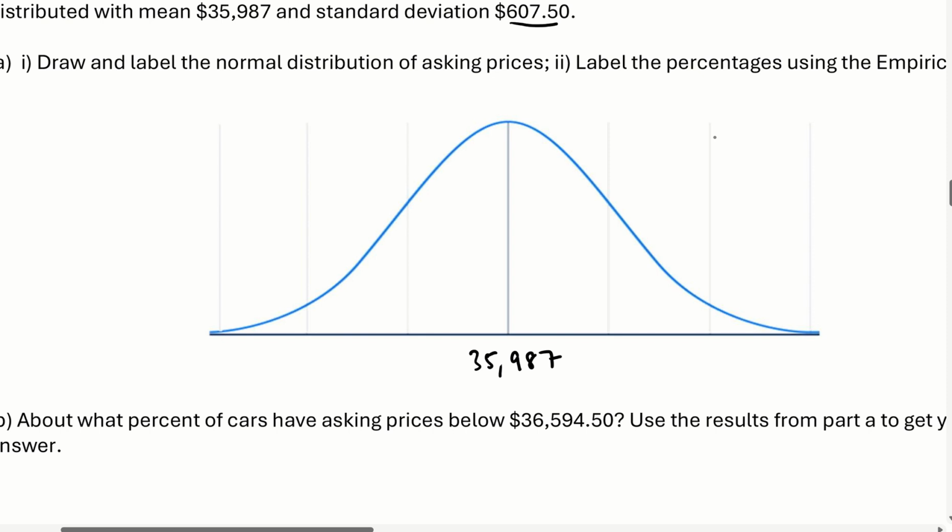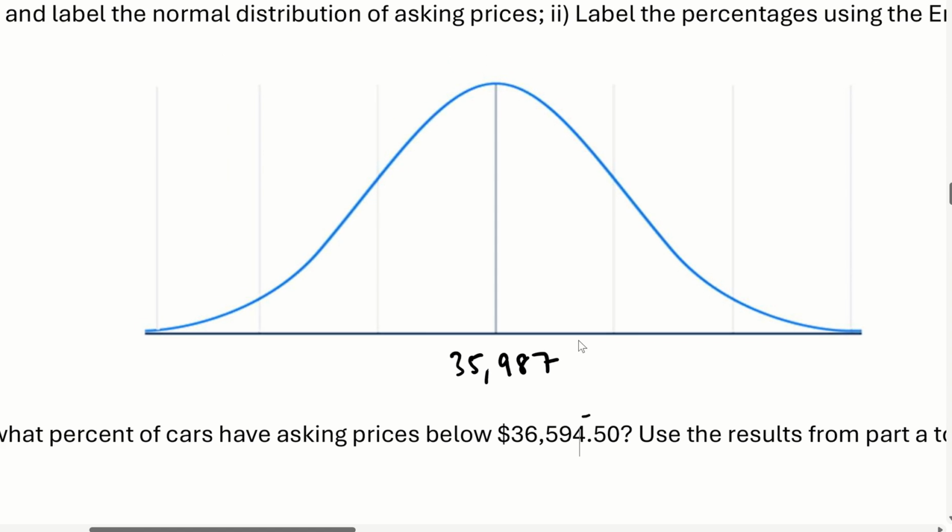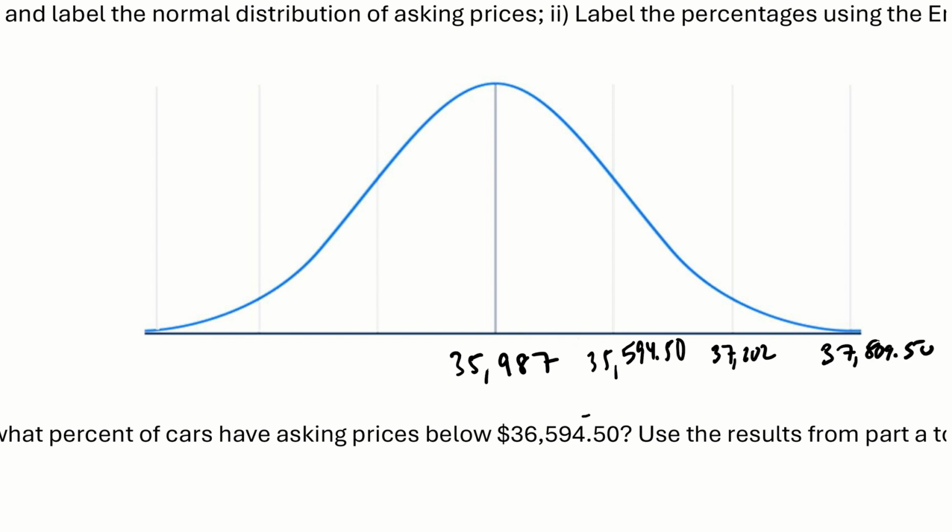Okay, so I'm going to add $607.50 to that, and then I'm going to subtract it. Okay, so let's do that. So if I do that, I get $35,594.50. For the next one, I get $37,202. This one I get $37,809.50. And then we gotta label this. This is the car asking price in dollars.